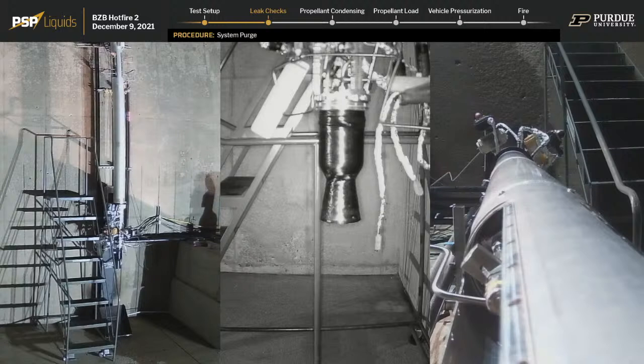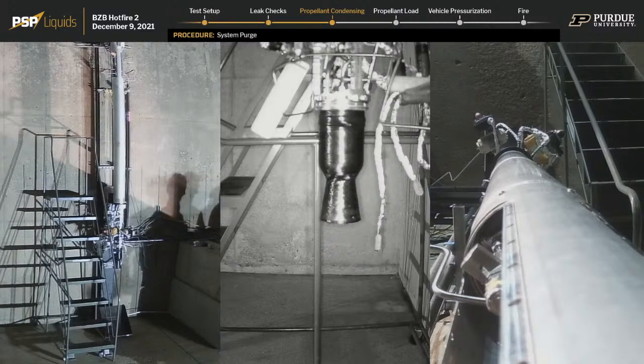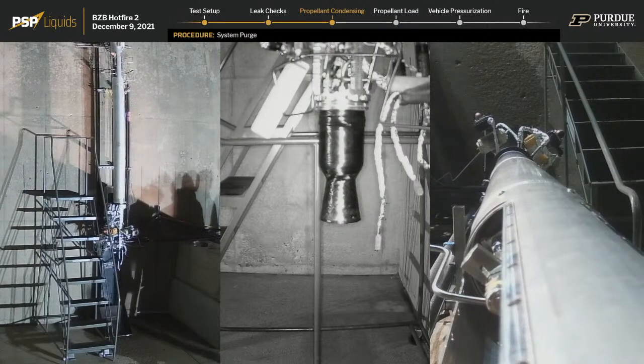Awesome, we are moving on to engine propellant condensing and preload. We're moving on into igniter installation. So we are now installing the igniter. This might look a little primitive with a stick, but why don't we just use a stick? As Aiden just stated, for the ignition system of our rocket, we don't use anything fancy.